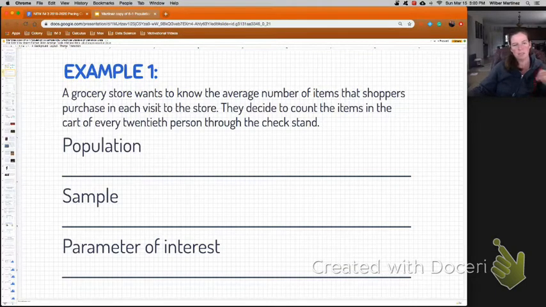So let's talk about these different definitions and what they mean for this example. Population. So the population would be the entire community of shoppers, everyone that goes to a grocery store.